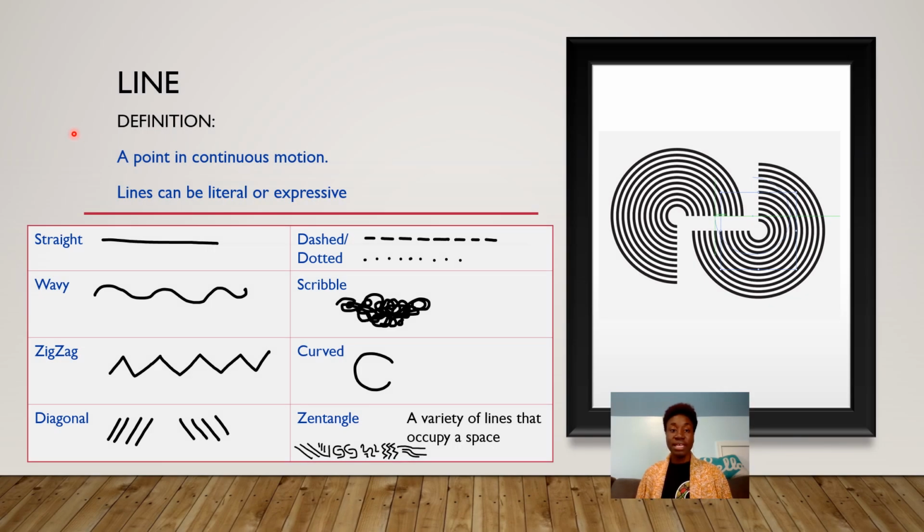The first element is line. A line is a point in continuous motion. Lines can be literal and they can be expressive. The different types of lines are a straight line, a wavy line, a zigzag, diagonals, dashed lines, dotted lines, scribbles, curves, and a zentangle is a collection of a variety of lines.